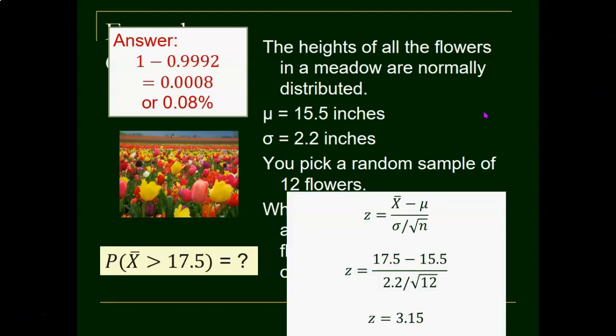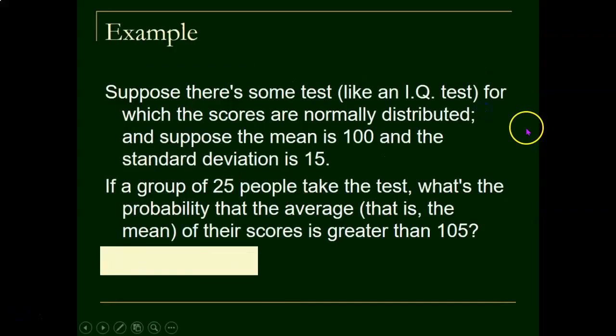So let's go on and look at another example. Suppose there's some test, like an IQ test, for which the scores are normally distributed, and suppose the mean is 100 and the standard deviation is 15. Look familiar? Same setup as in some of the examples from the last section. But this time we have a group of 25 people taking the test. If that happens, what's the probability that the average, that is the mean, of their scores is greater than 105?